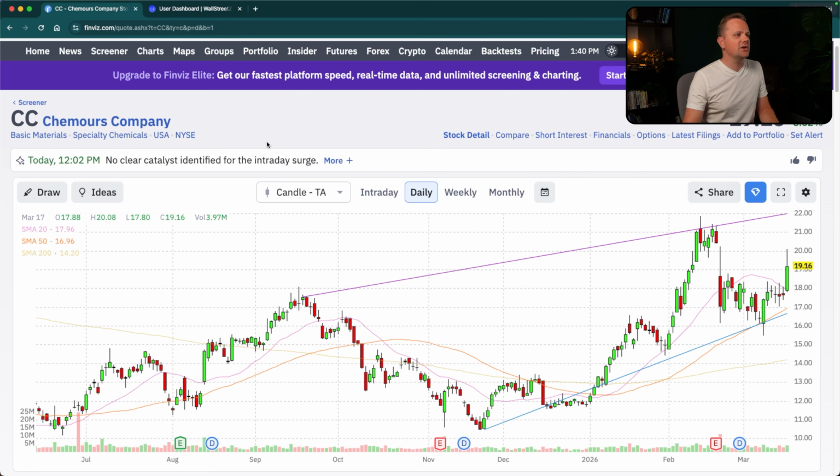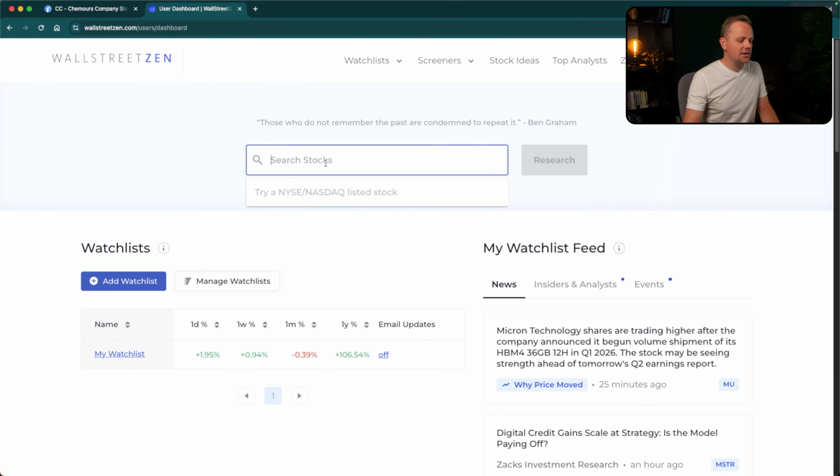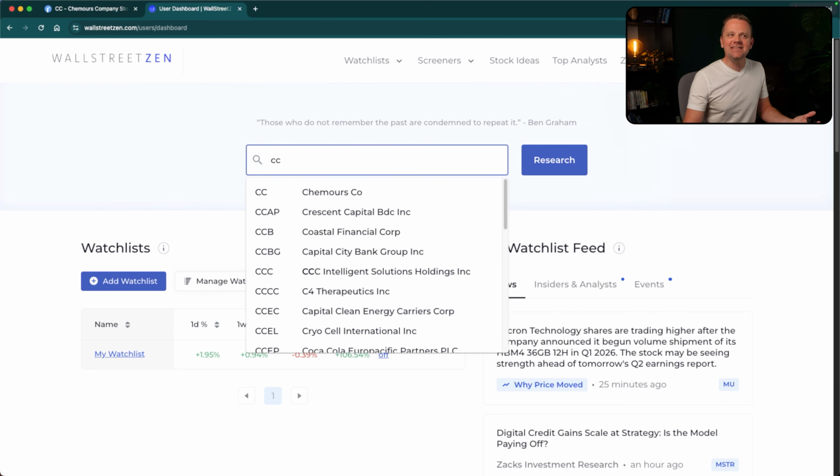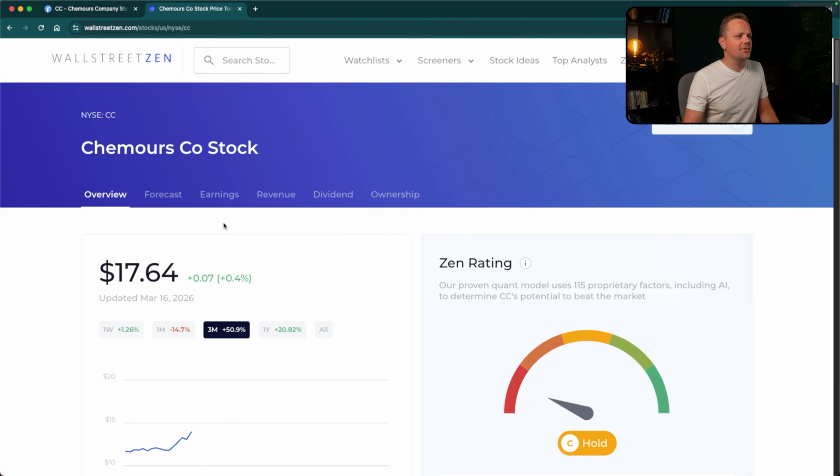But let me just show you a quick example of what this could look like. So if I pull up the chart, we were looking at CC, right? And we said, okay, there's a decent breakout. It's above all these moving averages. Is this company worth it? So I would go to wallstreetzen.com, just type in CC and open up the company.